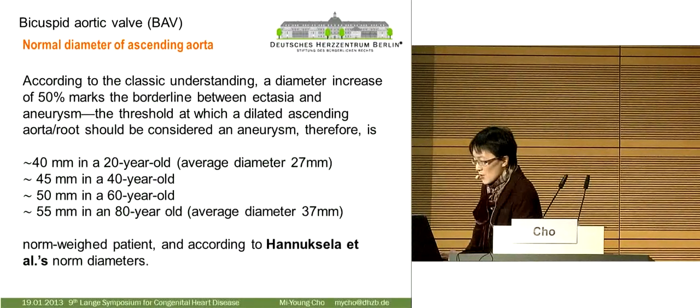Usually the diameter increase of 50% is a borderline between ectasia and aneurysm, and Hanuxela looked at radiographic data of the normal population and calculated the upper range of the ascending aorta diameter depending on the age. So the average diameter in a 20-year-old person is around 27, but the upper limit is 40. And the aorta in everybody grows with age, but there's, of course, this upper threshold. It gives us a kind of benchmark.